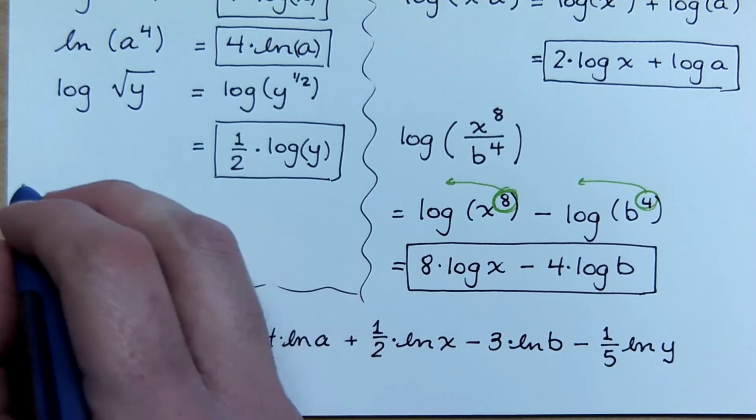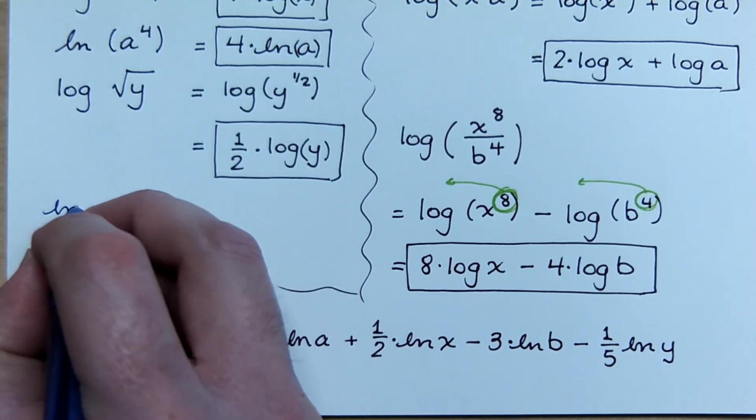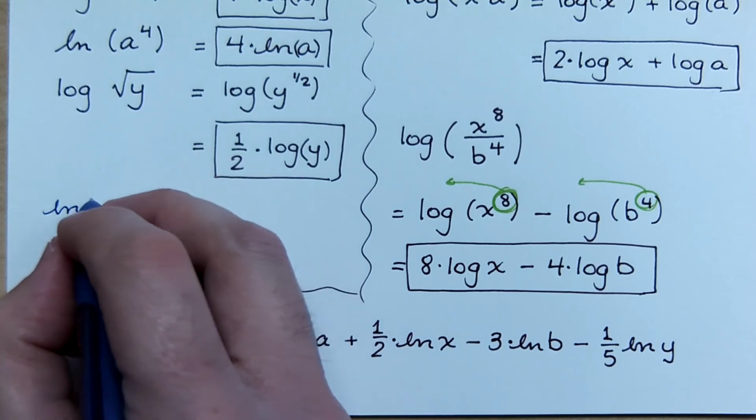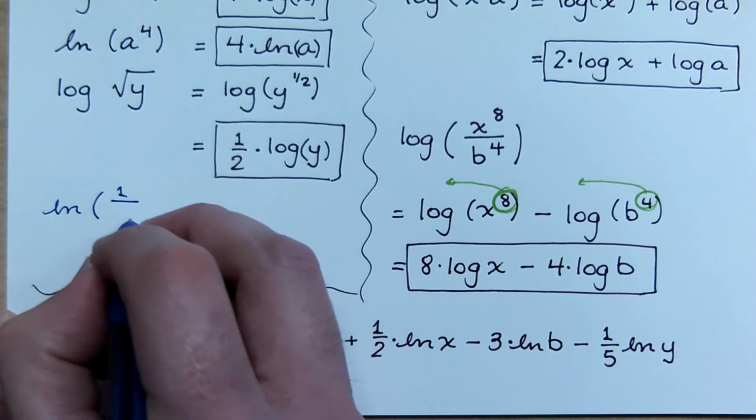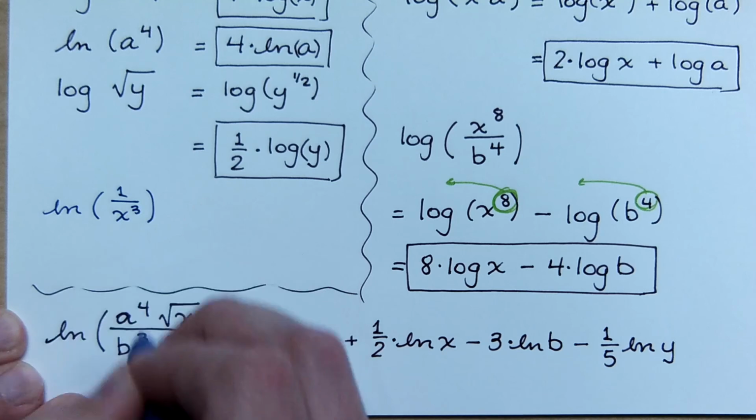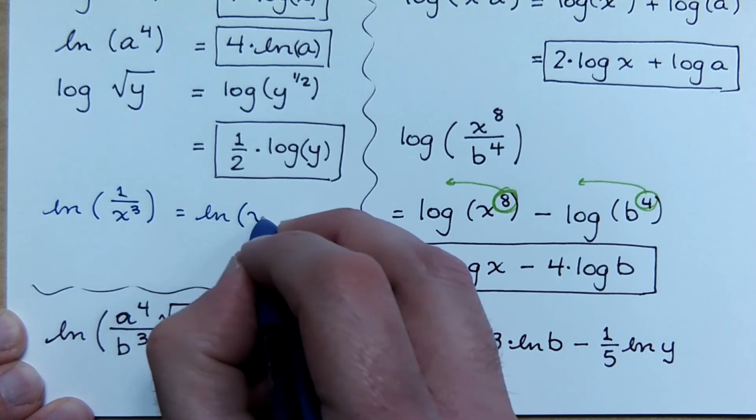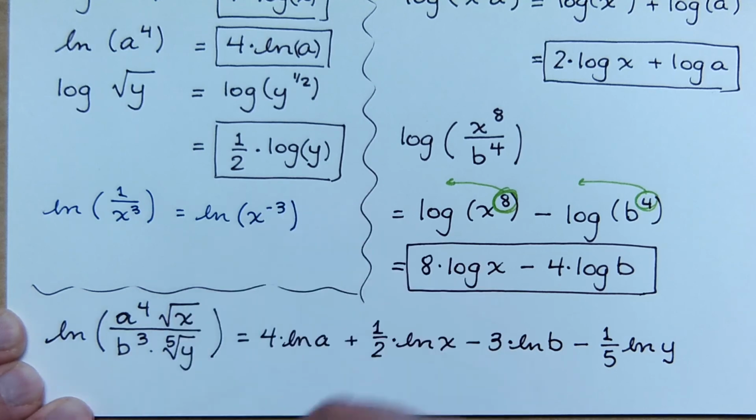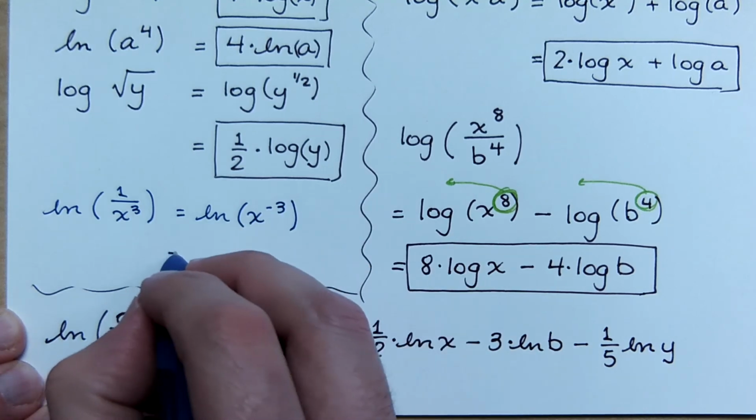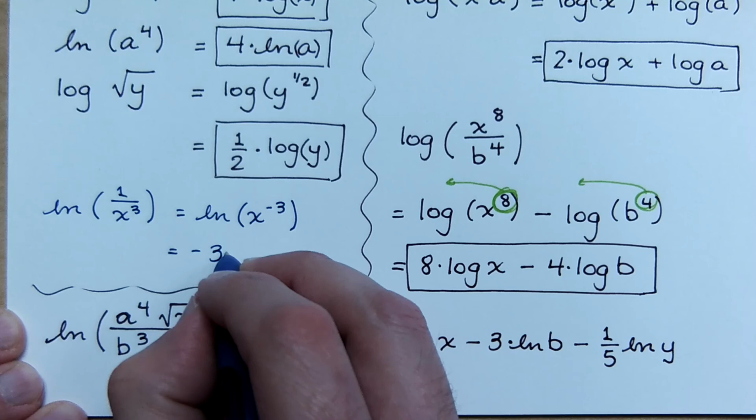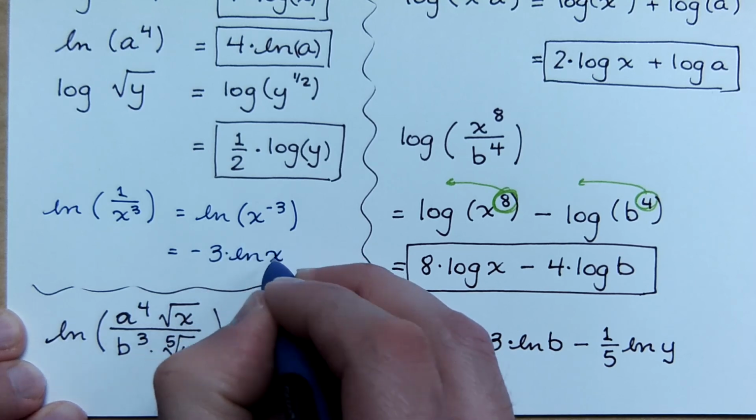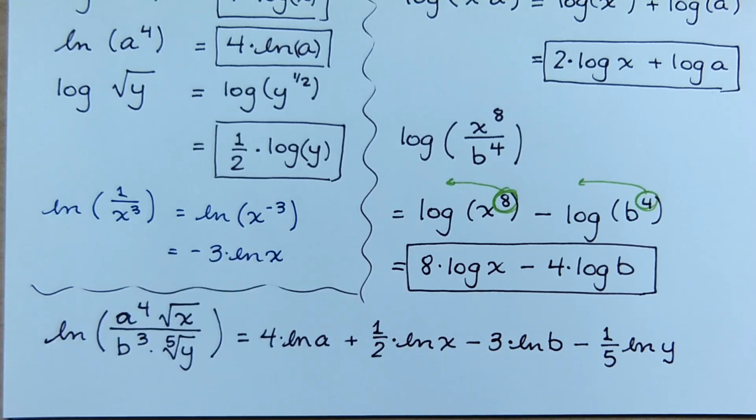So, just as a little extra, if I said the natural log of 1 over x to the third, this could be rewritten as natural log of x to the negative third power, which would then be translated as negative 3 times the natural log of x. So negative powers causing you to be in the denominator lead to negative coefficients once you expand all of this.